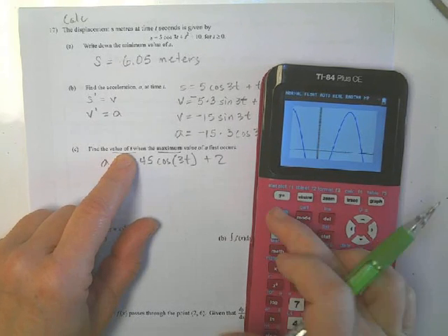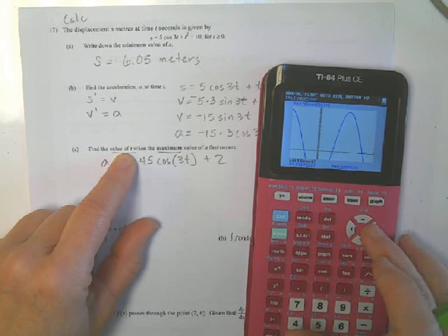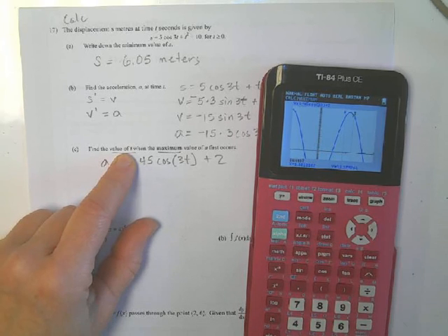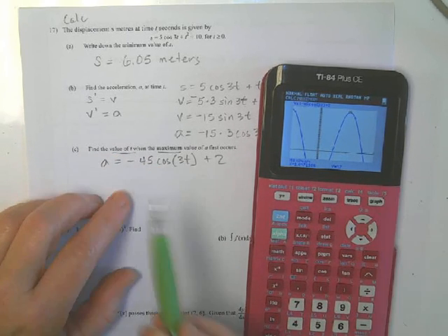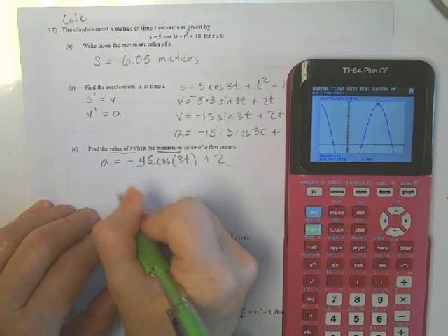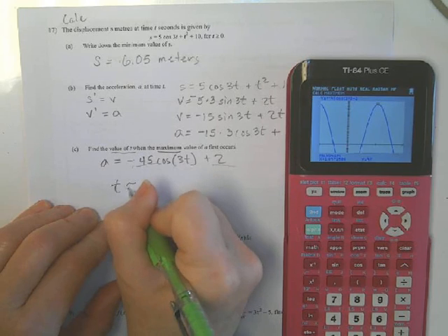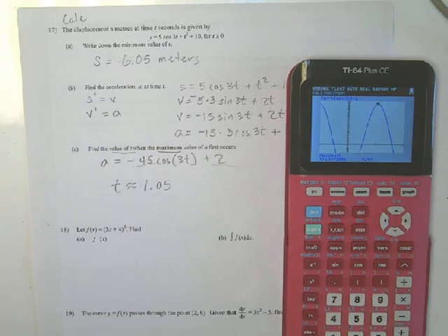So I'm going to do second calculate. I'm going to do maximum. It says go to the left of the maximum. Here's the left. Enter. Go to the right of it. Enter. Enter again. And the x value is 1.05, and the maximum is 47, just as I expected. 45 plus 2 is 47. All right, so the time, though, that's what we want. It's approximately 1.05. And that's question 17.